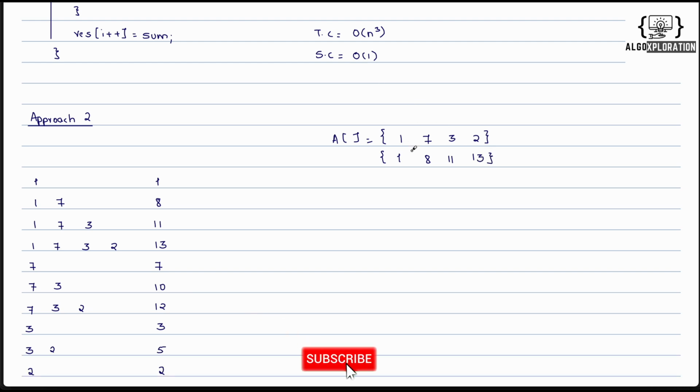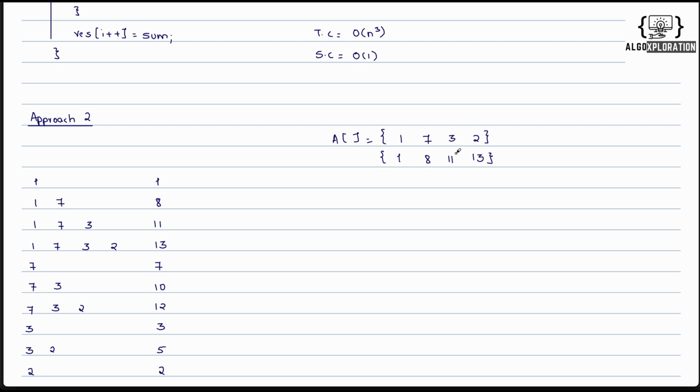So if you don't know the prefix sum, just remember this. We are calculating the sum at a given point. So the sum at this point will be 1 because it contains only a single element. The sum at this point will be 1 plus 7, that will be 8. The sum till this point is 11. It is actually 1 plus 7 plus 3, and the sum till this point will be 13. That is 1 plus 7 plus 3 plus 2.